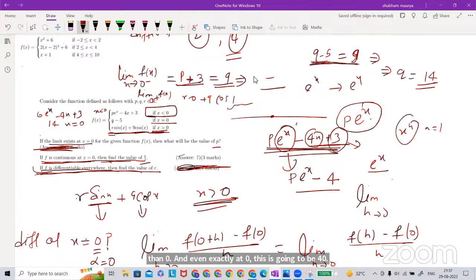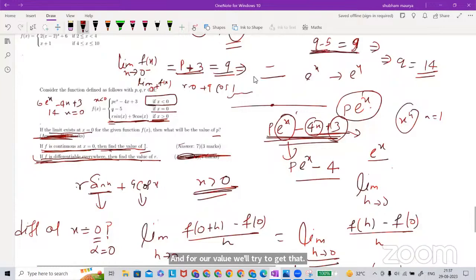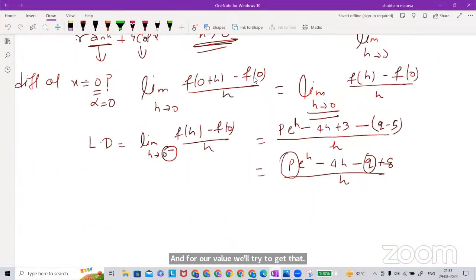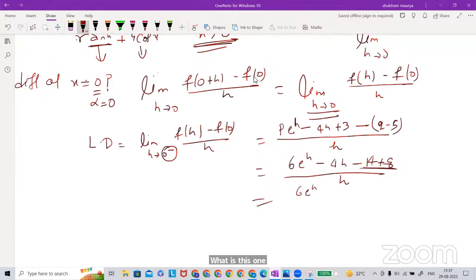And for the R value, we'll try to get that. So here, we are done. Let's go back to here. So the P value is 6 we got. The Q value is 14 we got. So here finally, what is this one? 4h minus 6 we got.